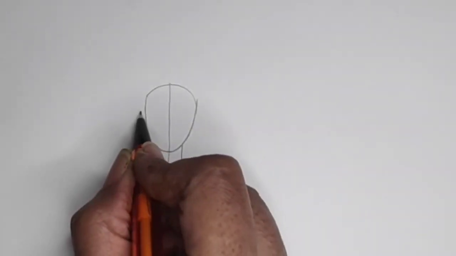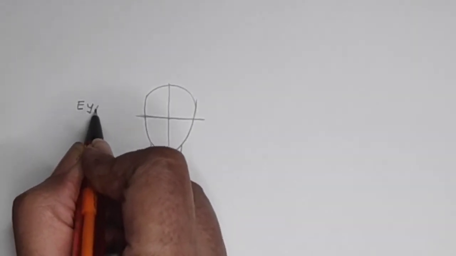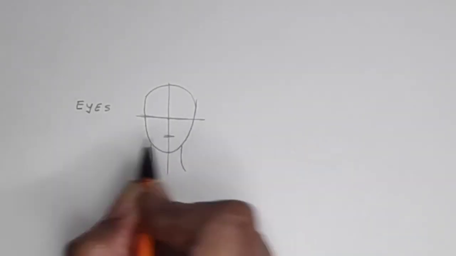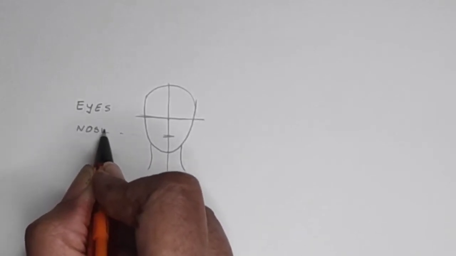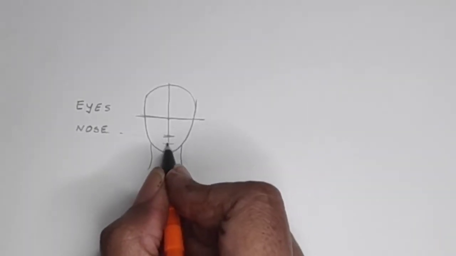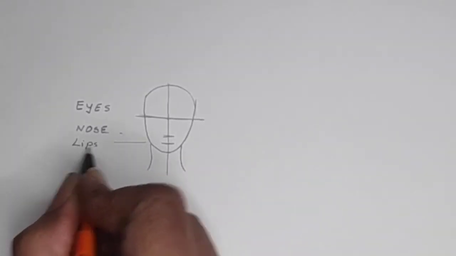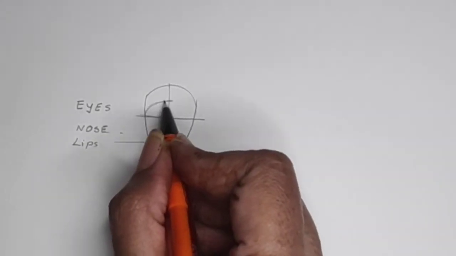So starting first with an oval shape, divide your face into vertical halves, that is your axis of symmetry. Then half goes for the eyes. The distance between eyes and chin, half goes for the nose. Now understand this proportion very nicely. Nose to chin, half goes for the lips. And eyes to head, half goes for the forehead.